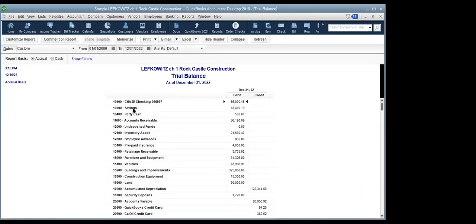I go to every account that we have. Over here is checking and savings. Those are bank accounts. Next is petty cash. That says 500. But if in your drawer you have $5, you cannot say that I have 500 on your balance sheet. So it's time to replenish. Okay, so that's what I was talking about.